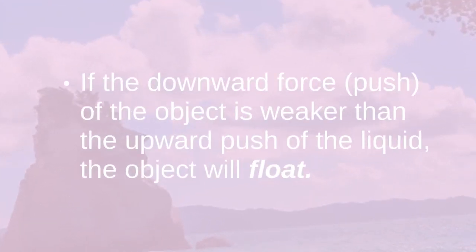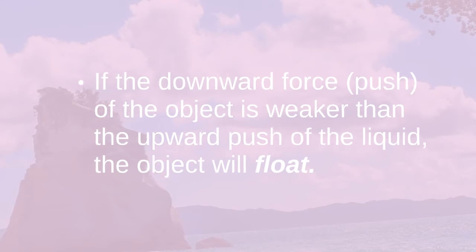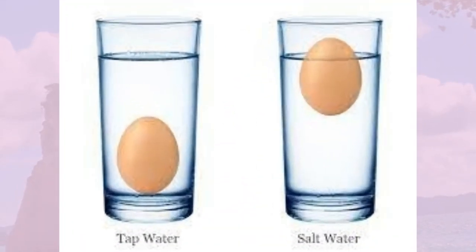If the downward force or the push of the object is weaker than the upward push of the liquid, the object will float. I know that's a lot of words. We're going to talk about this a little bit more. So in this picture, we have two glasses, each have water and each have an egg. But we can see that one is floating and one has sunk.